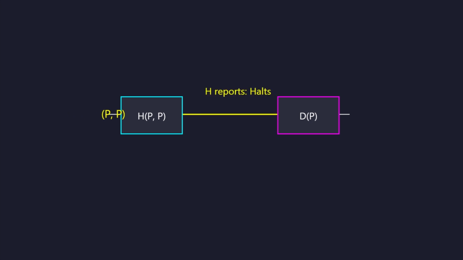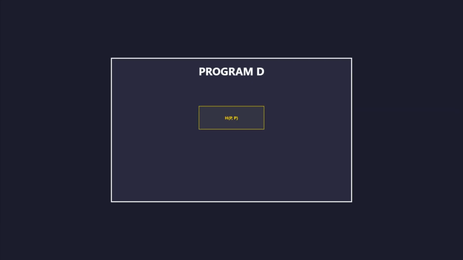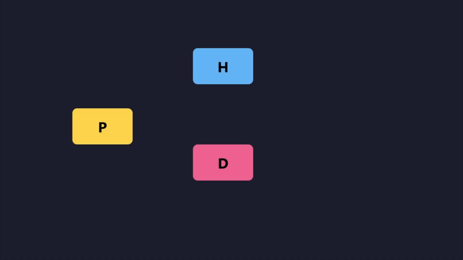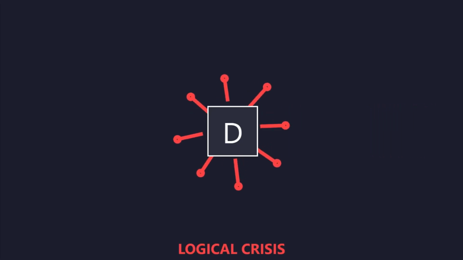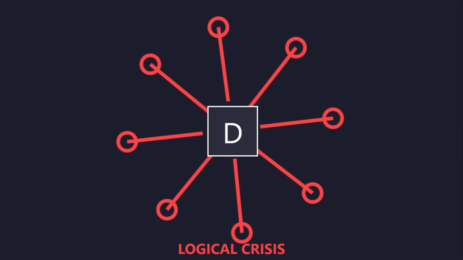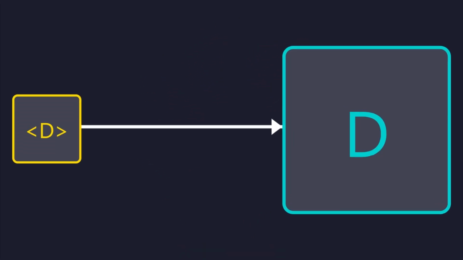If function H reports that program P halts on input P, then program D intentionally enters an infinite loop. If function H reports that program P loops on input P, then program D terminates its execution immediately. This internal design ensures that program D always does the exact opposite of what function H predicts for program P. Now we encounter the logical crisis. What happens when we run program D and give it its own source code?